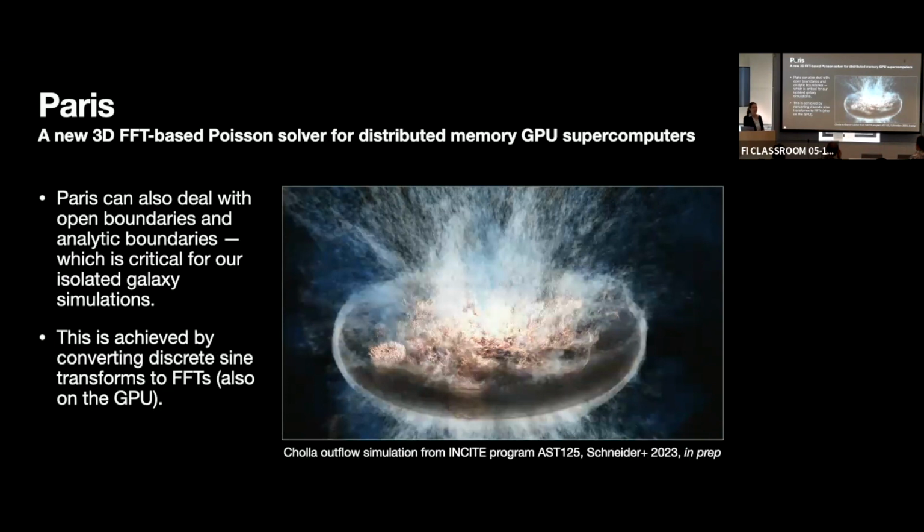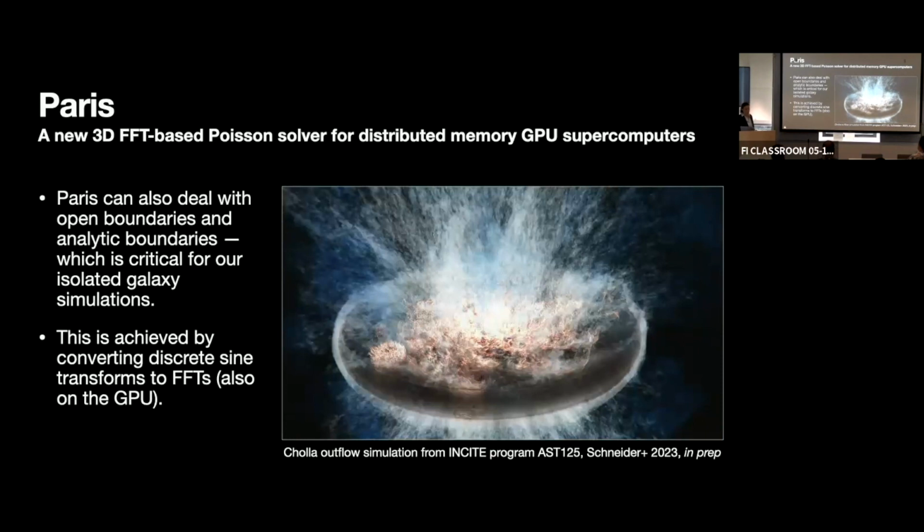So this was one of the reasons we couldn't run a FOM with a galaxy, because we had no way of dealing with gravity at the boundaries. So Paris can do this. You can put in an arbitrary analytic function for the boundaries by converting discrete sine transforms. Anyway, Trade really did us a huge service in putting this together, and it's something that, in principle, can be used for other projects. And so I just wanted to highlight it here.